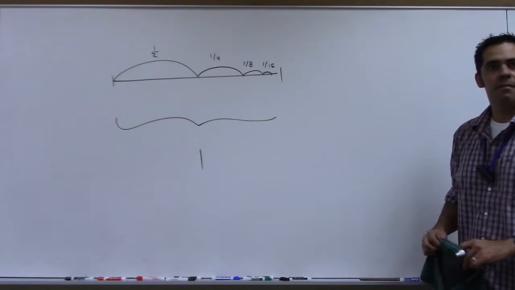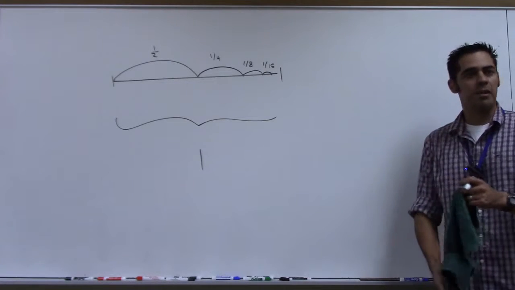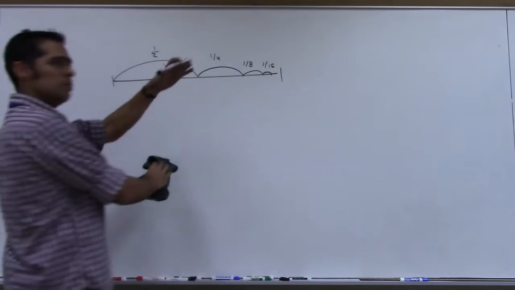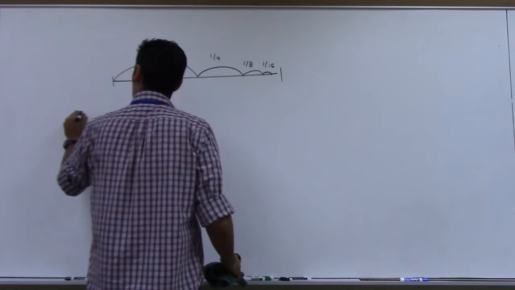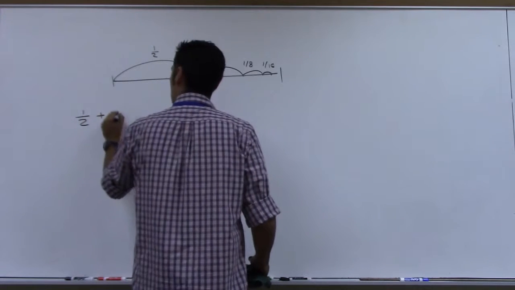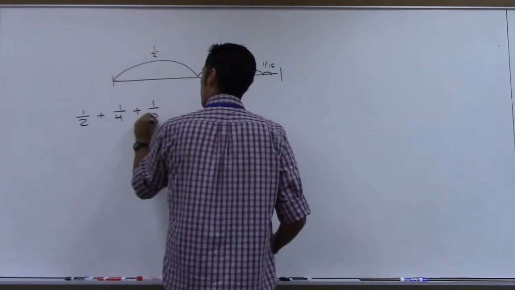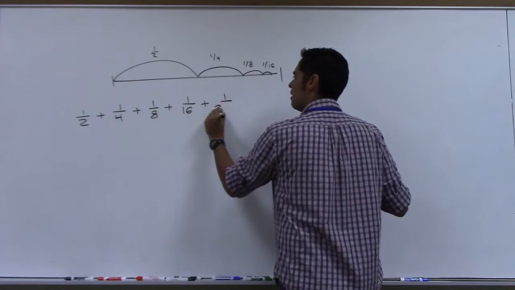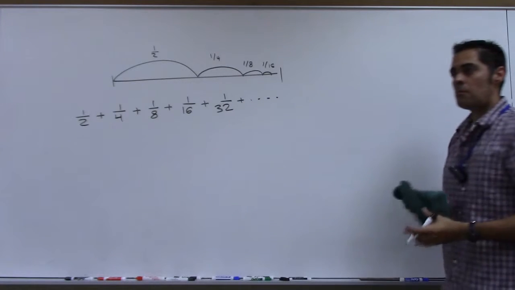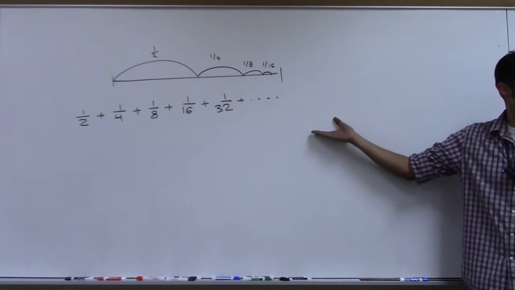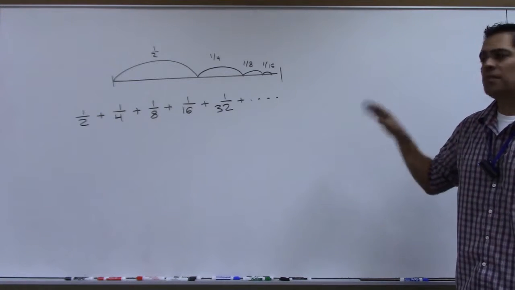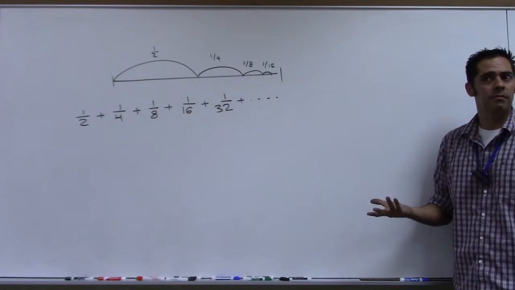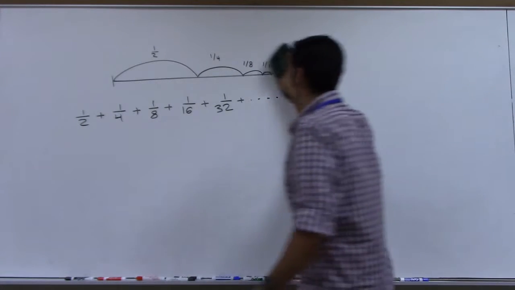So let me see if I can somehow prove that it'll be 1 using the geometric series. So tell me what it is I'm adding up again in this picture. I'm doing 1/2 plus 1/4 plus 1/8 plus 1/16 plus, what would be the next one? 1/32. And I keep doing that forever. This is a series, isn't it? An infinite series. What I'm hoping for is that it's a geometric series, because if it's a geometric series, then I can possibly find the sum. Is it geometric? Yep.